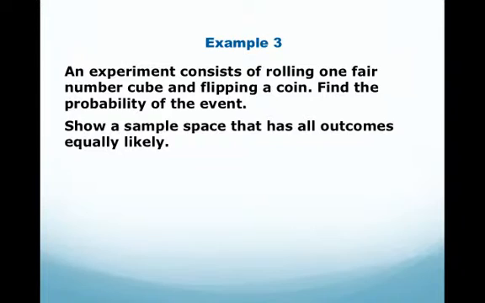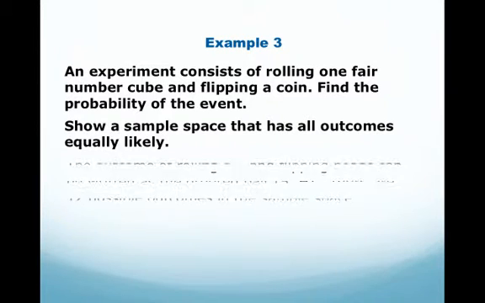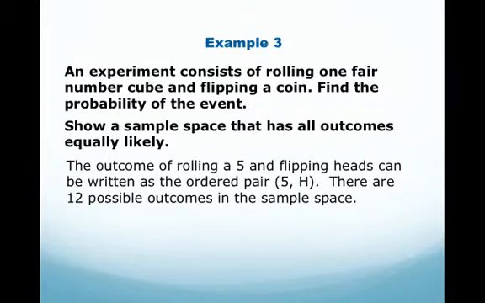Example 3. An experiment consists of rolling one fair number cube and flipping a coin. Find the probability of each event. Show a sample space that has all outcomes equally likely. The outcome of rolling a 5 and flipping heads can be written as the ordered pair 5, H. There are 12 possible outcomes in this sample space.